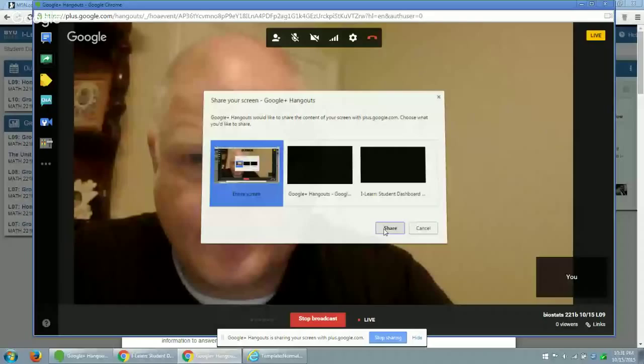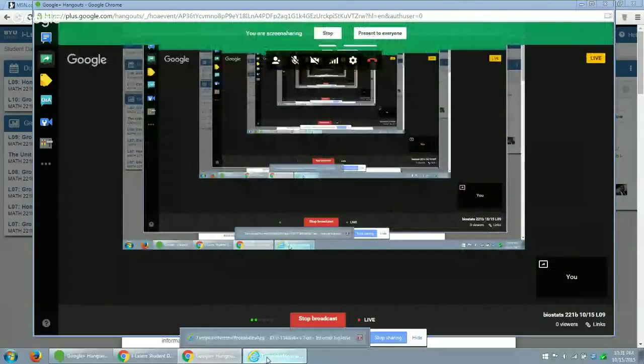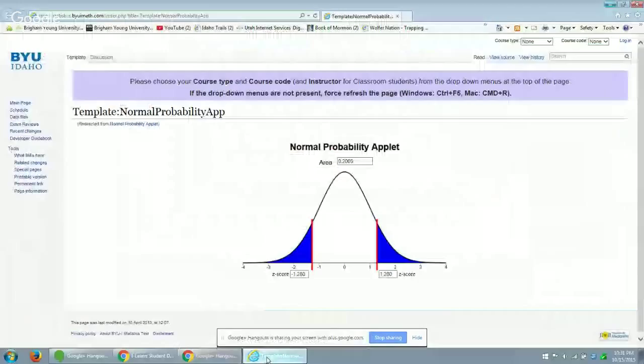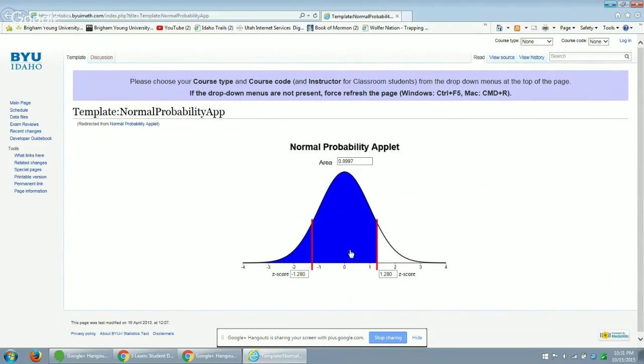Bring the applet up here. Okay, there we go. So the two-tailed, which is not equal to, you shade these two sides. A left-tailed, you shade everything to the left of the value. So if this is a negative value, it's this way. If it's a positive value, then you'd go all the way across.